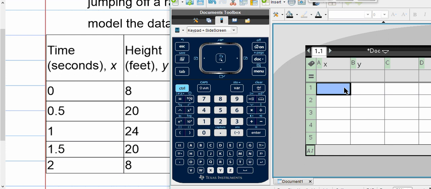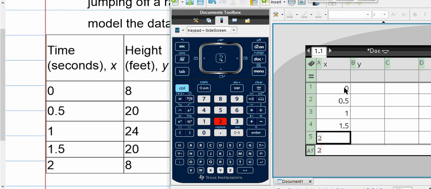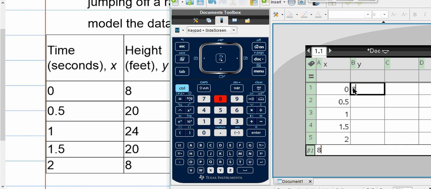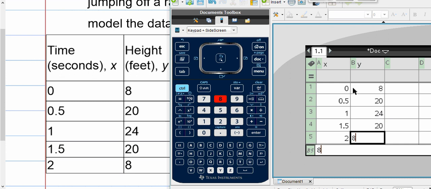And then we are going to put all of our x's in this first column, so 0, 0.5, 1, 1.5, and 2. And then in the y column, we have 8, 20, 24, 20, and 8. Now, first of all, make sure that after you plug in that 8, you go ahead and enter down to that blank spot.